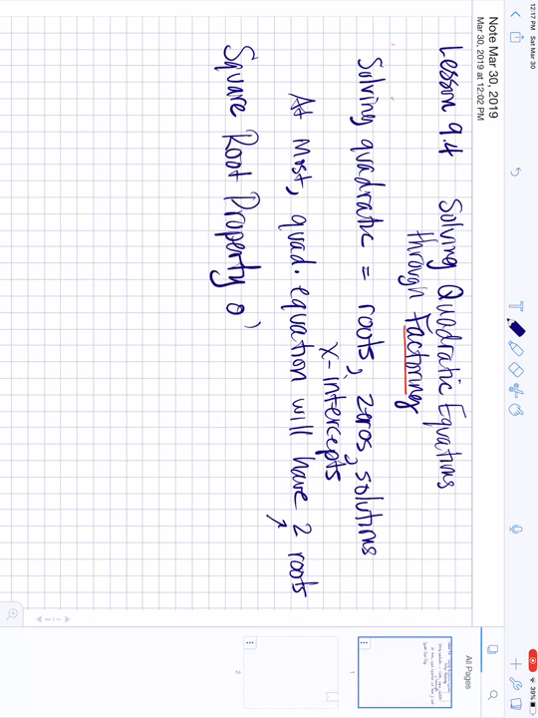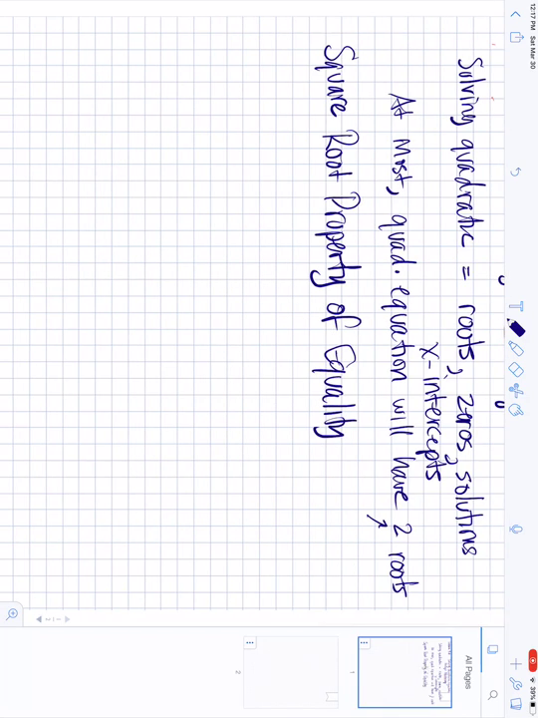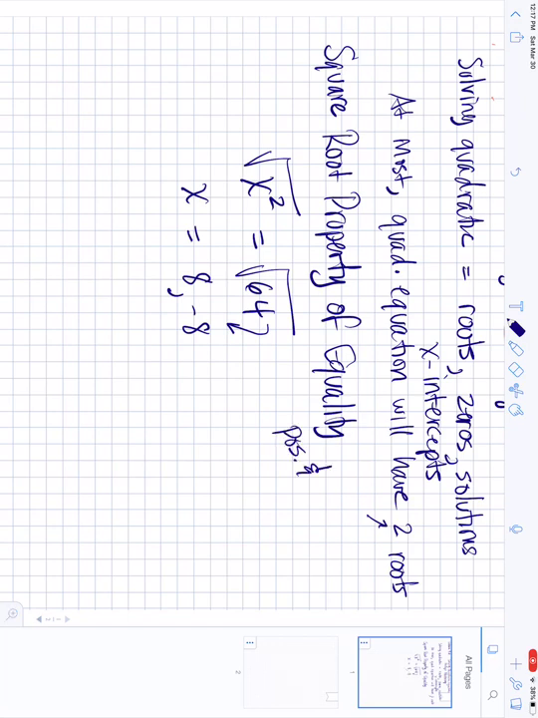The square root property of equality simply states that you can take the square root of both sides of the equation to solve them. So that's a perfectly legal move. The square root of x squared is x, and then the square root of 64, we have to think about that. The square root of 64 is 8, for sure, but the square root of 64 is also negative 8. You need to think about both the positive and the negative roots.